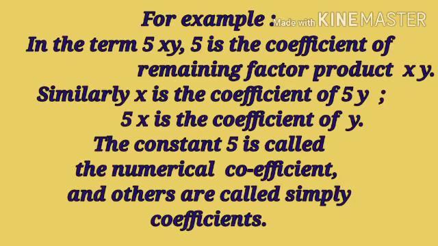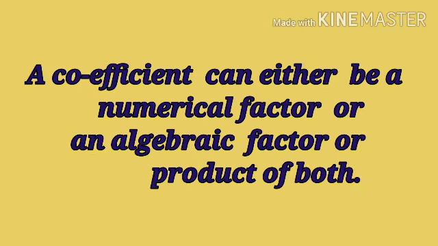For example, in the term 5xy, 5 is the coefficient of the remaining factor product xy. Similarly, x is the coefficient of 5y, and 5x is the coefficient of y. The constant 5 is called the numerical coefficient and the others are called simply coefficients. A coefficient can either be a numerical factor or an algebraic factor or a product of both.